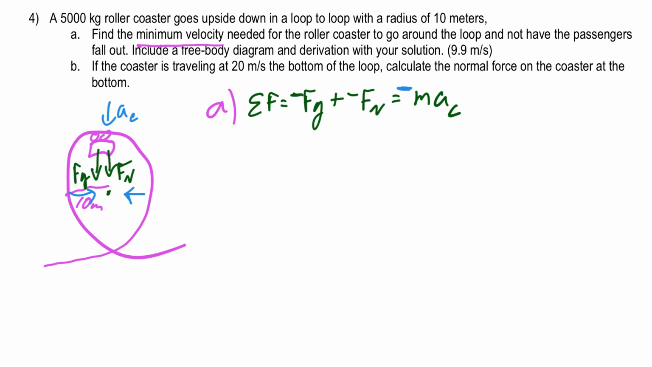Now some people will just make them all positive. The key idea is that they're all in the same direction. The gravity, the normal, and AC are in the same direction. Now the other key thing is what's happening at the minimum speed.